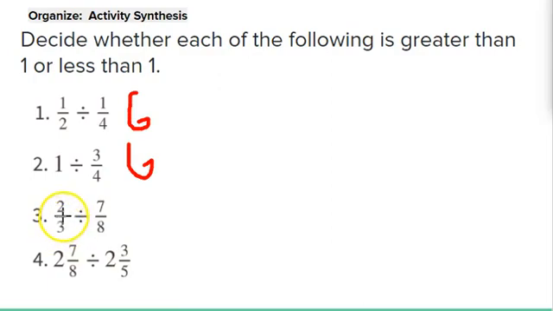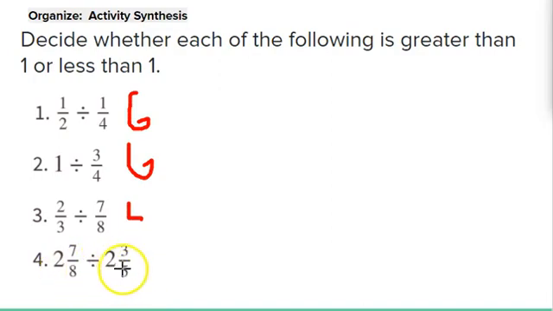16/3 divided by 7. Yeah, that's going to give us 16/21. So it actually is less. I was wrong. Should have been a less than.